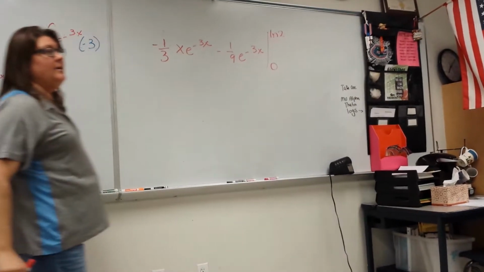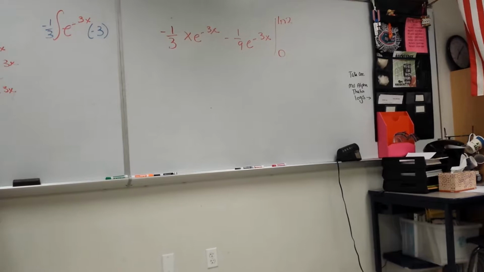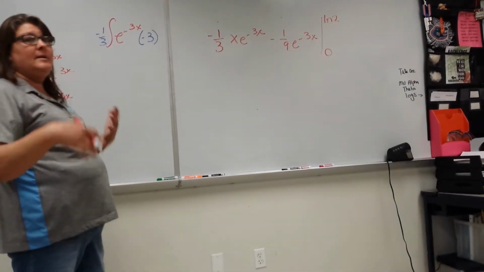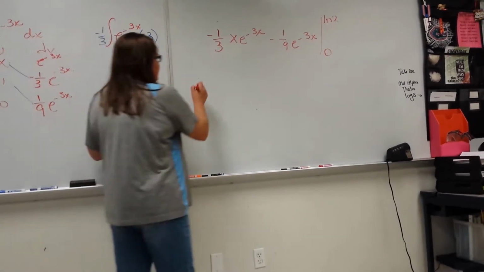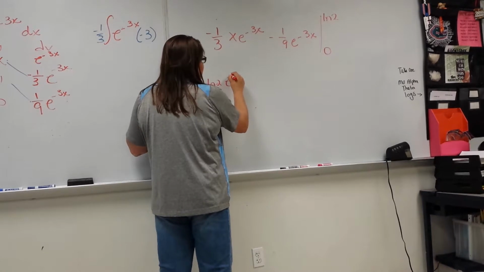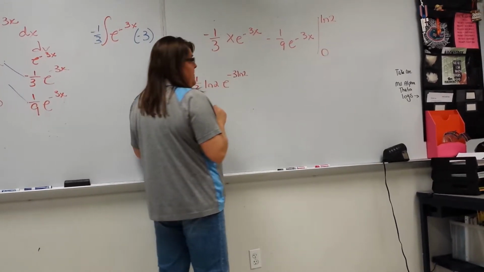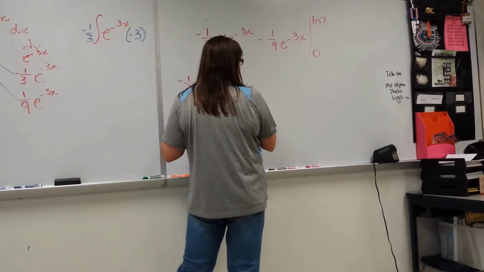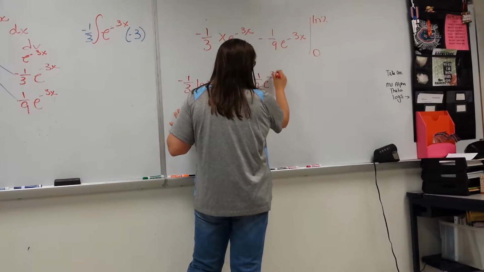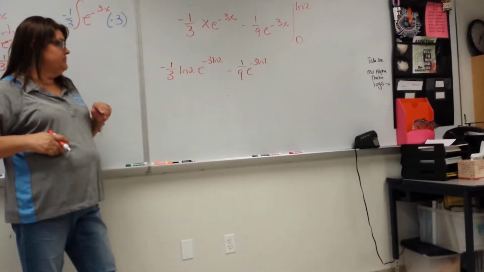That means I have the integral complete. I'm going to assess it. So I'm going to plug in ln of 2 first, all the way across. I'm not going to clean it up until it's absolutely necessary. Okay? So we have negative 1/3 ln of 2 e to the negative 3 ln of 2, minus 1/9 e to the negative 3 ln of 2. And then put parentheses around that and then plug in your 0.